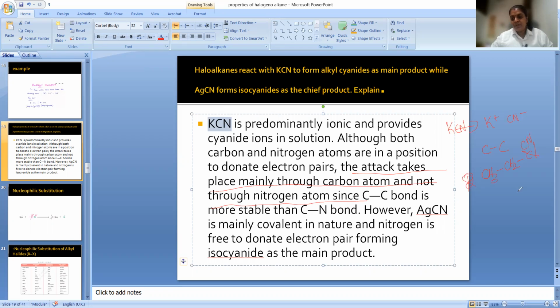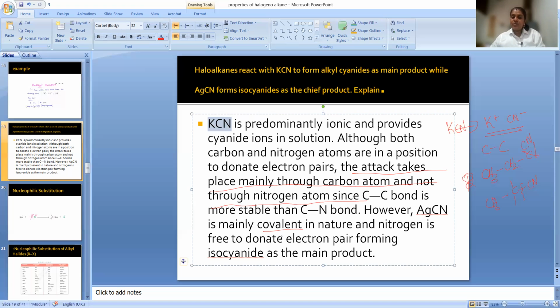So here, what type of bond will be there? CH3, CH2, CN, right? So the bond will be between these two carbons. These two carbon-carbon bonds will be more stable than CN. However, AgCN is mainly covalent, because it's not ionic; we said it is ionizing, undergoing ionization.